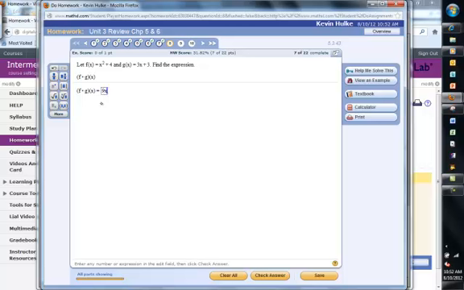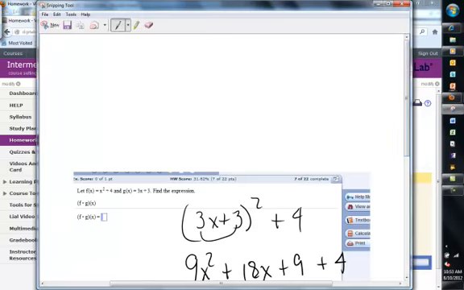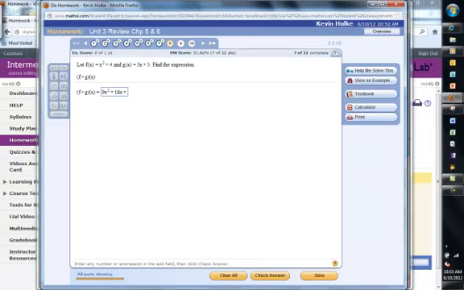9x squared plus 18x plus, I think it was 13. Yep. Plus 13. Hopefully we are done doing this problem now.